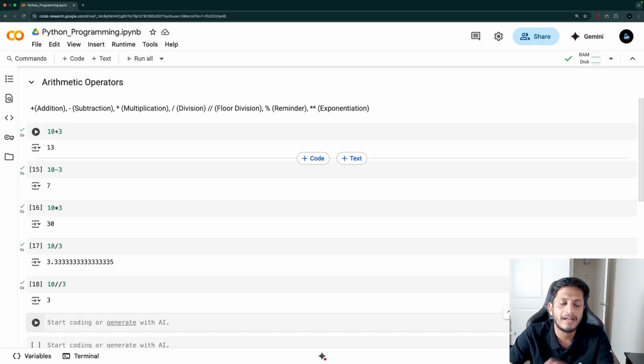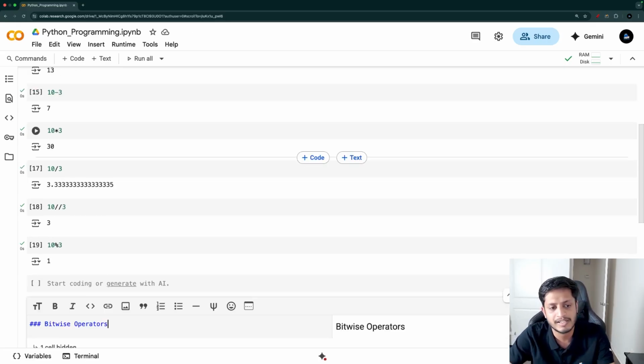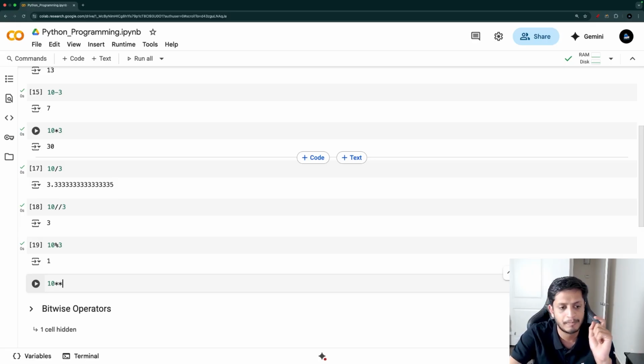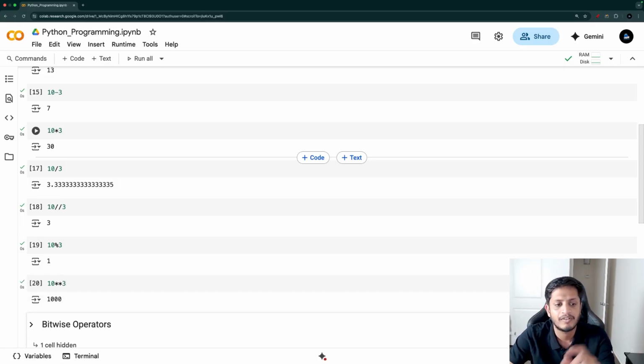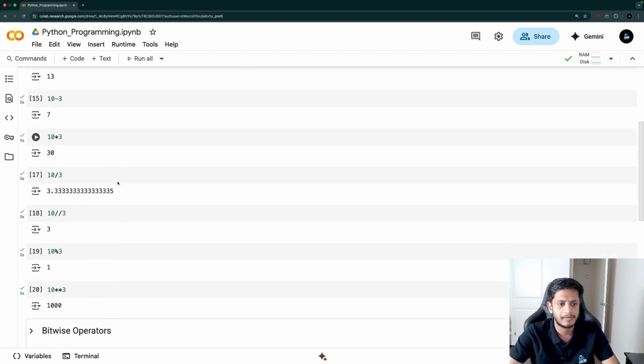And if you want the remainder, like the remainder when 10 is divided by 3, which is 1, you can use the modulo operator for that, 10 modulo 3, and this will give you 1. So when 10 is divided by 3, the remainder is 1. And the last arithmetic operator is exponent. If you want to do a to the power b, you can use 2 stars. So if you do 10 to the power 3, it will give you 1000. So these are all the arithmetic operators and this is how you can use them.